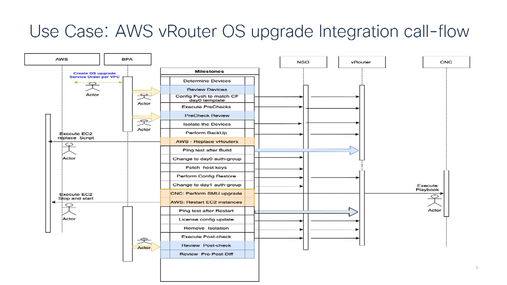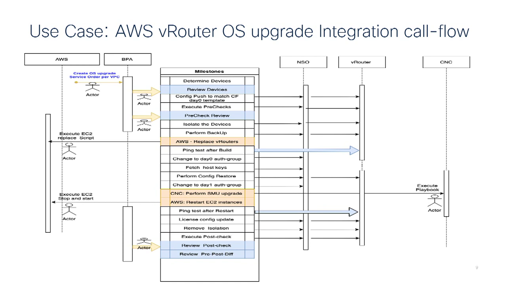We just ping the underlay interface, because they are going to get the same IP as the previous instance. Once the ping test is successfully done for all the devices within the VPC, it moves to the next step, which is again to onboard the device. We need to use the day 0 auth group to talk to the device, because at this point there is no config on the device. So we start a similar process to onboarding: fetch the host keys and perform the config restore process, restoring the configuration that we backed up.